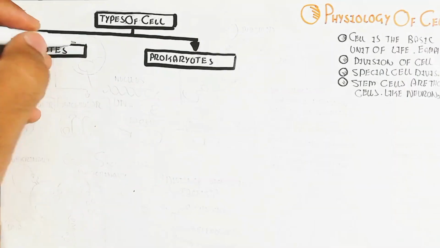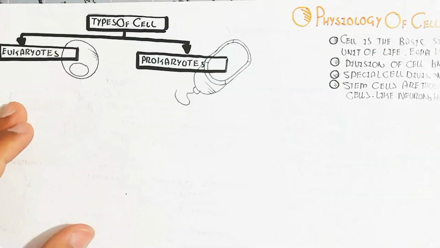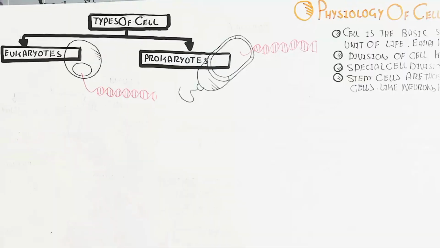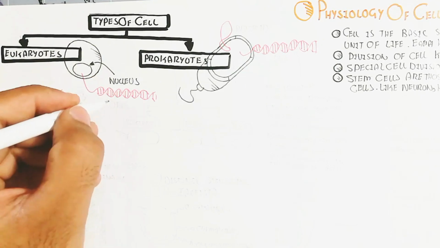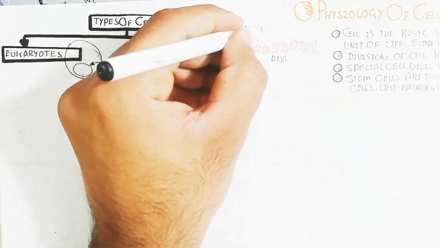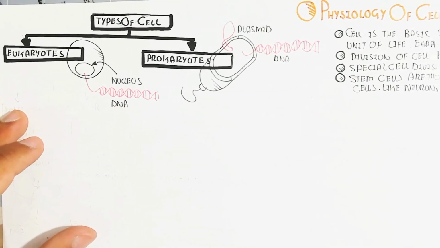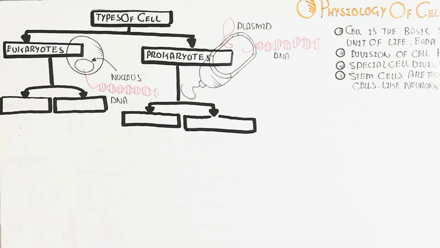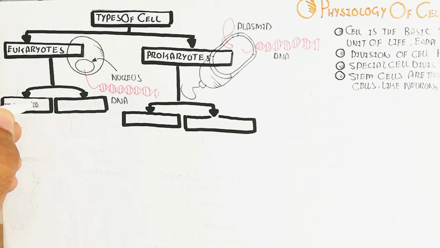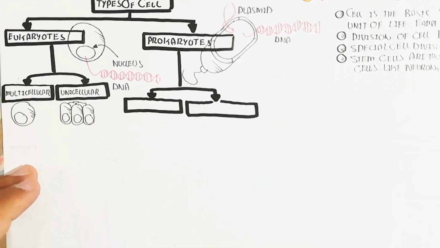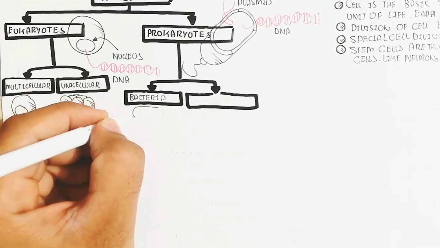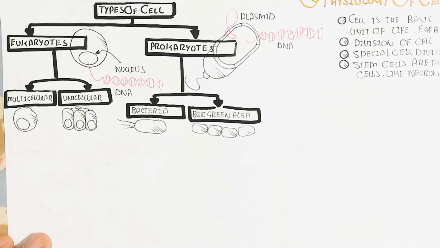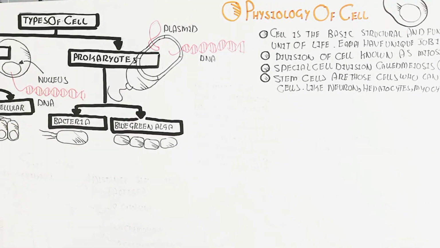The types of cell are eukaryote and prokaryote. Eukaryotes can be multicellular or unicellular and contain a true nucleus, while prokaryote is a bacteria containing DNA as a circular DNA, and plasmid is the extra DNA, used as a vector. Bacteria can also be multicellular and unicellular, but the blue-green algae, the cyanobacteria, are multicellular, with bead-like structures present, while the eukaryote is both unicellular and multicellular.